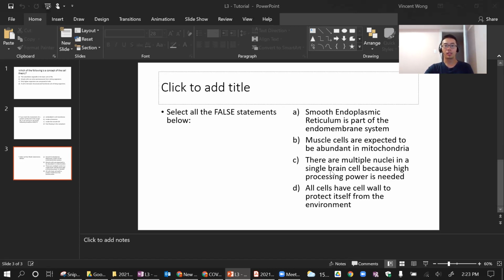There are multiple nuclei in a single brain cell because high processing power is needed. That sounds tempting, but cells would only have one nucleus, so that is not correct. That's a false statement, so that's something you would circle for this question because we're looking for the false statements, right? All cells have cell walls to protect themselves from the environment. That is absolutely not true. Animal cells do not have cell walls. Okay, so that is that.